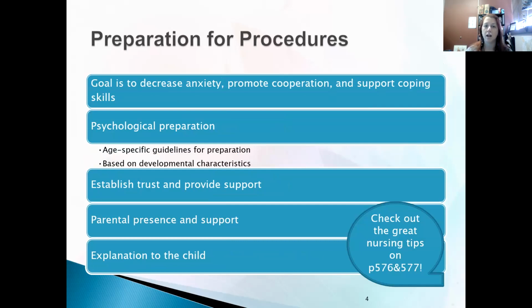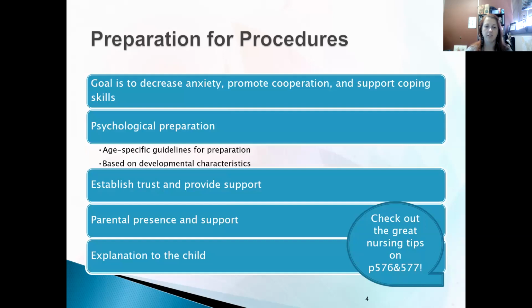So think about age-specific guidelines for preparing for procedures, but that developmental level is also really important to think about, because if they're developmentally younger than their stated age, make sure you're addressing that like you would with that younger child. Think about establishing that trust and the support, really incorporating the parents into that process, especially for younger kids. Talking to the parents first can help show that trust for the child that maybe is untrusting of a new person like the nurse that's coming in. Parents should be present as much as possible, especially if you're doing procedures. You want the parents at the bedside.